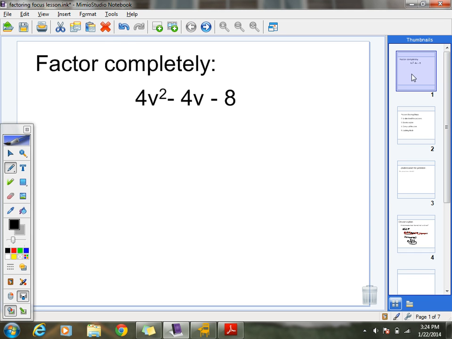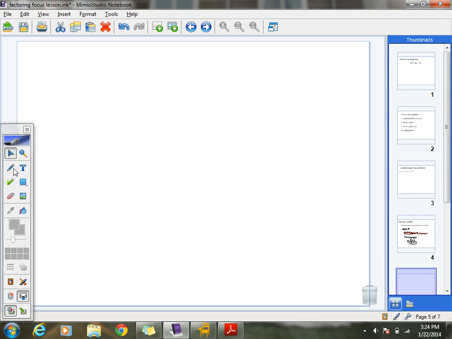I want to go back and make sure that I've written it down correctly. So 4b squared minus 4b minus 8. And I want to make sure I get the problem written down correctly. So 4b squared minus 4b minus 8. I'm keeping an accurate record of my problem by writing down the original problem.